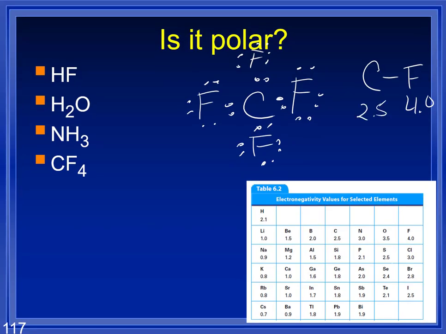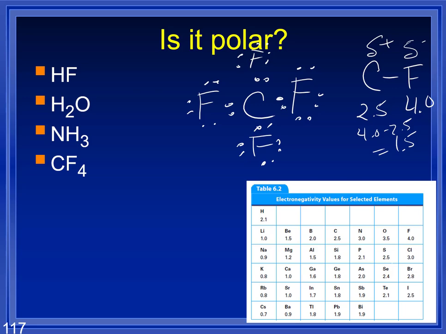I subtract 4.0 minus 2.5. Take the absolute value, I get 1.5. Is that big enough to be polar? Yes. So the carbon is the smaller number, so it gets the plus. The fluorine's the bigger number, so it gets the minus. So it has polar bonds. It's met condition number 1. Gotta look at condition number 2.